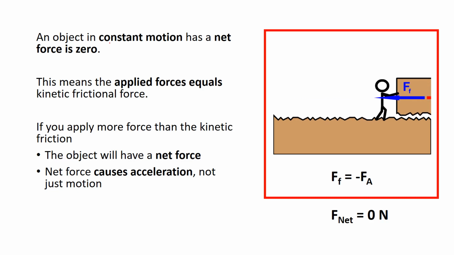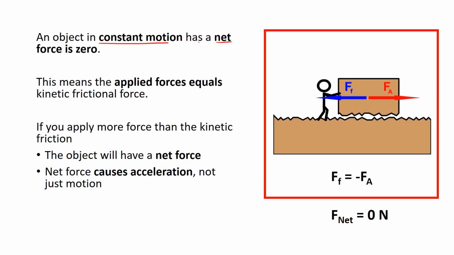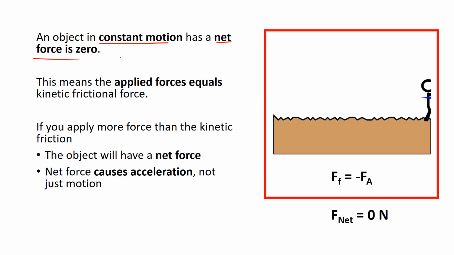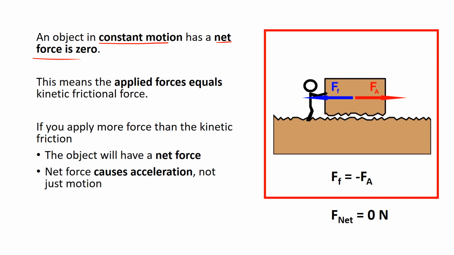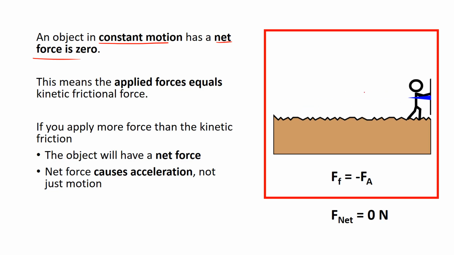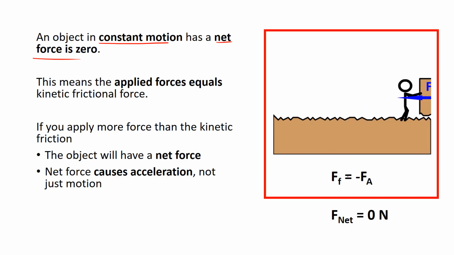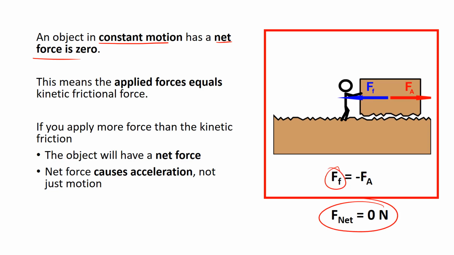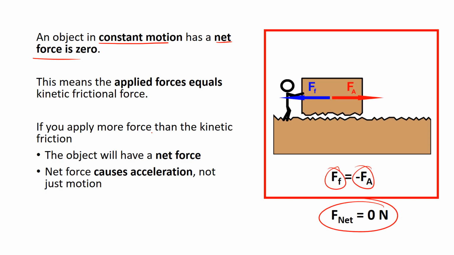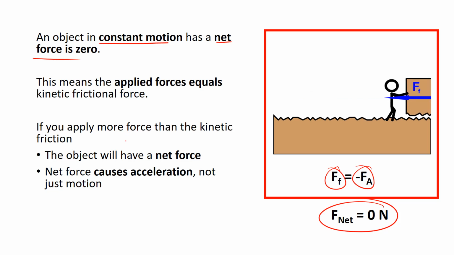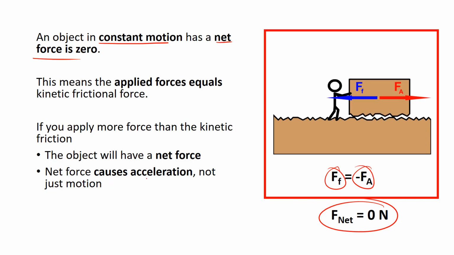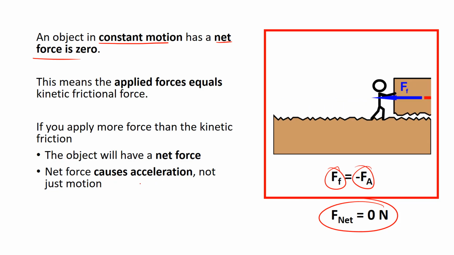Okay, so watch out for constant motion in this unit. Constant motion means there's no net force, which means there's no acceleration. So if this person right here is pushing that box across the ground, it's just moving, it's not speeding up, so it's not accelerating. That must mean that the net force is 0, which means the force of friction must equal the force applied. And just watch out, if there is a net force, which is not the case here, it would cause acceleration, it would cause a change in velocity, not just the motion itself.